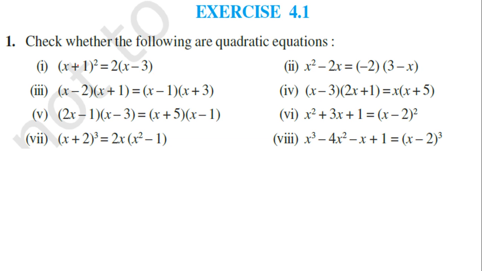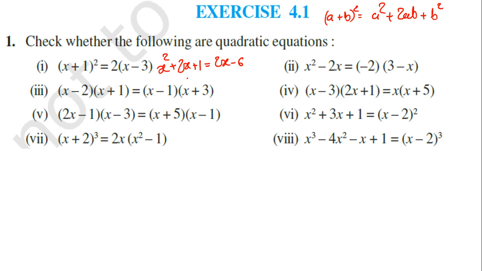See here, the (a plus b) all square formula. Which is the formula? (a plus b) all square is equal to what? You can write a square plus 2ab plus b square. Otherwise a square plus b square plus 2ab. Both are same. So here, if you write, you will get x square plus 2 into a into b, so 2 into 1 into x, that is 2x, plus 1, is equal to, if you expand these things, 2x minus 6.